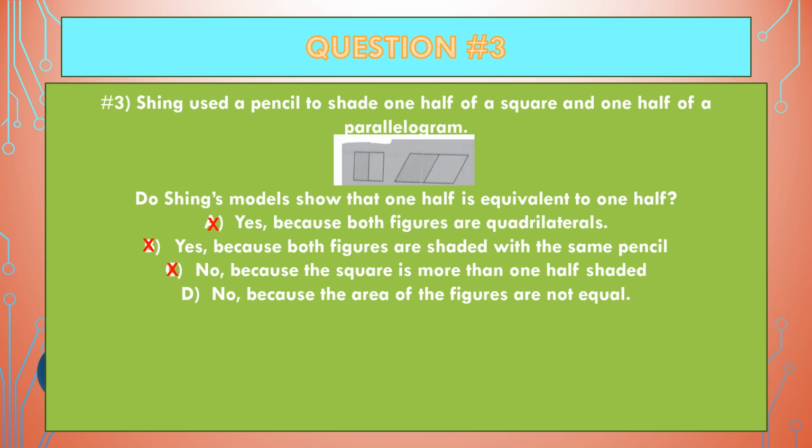Let's take a look at C. C says no, because the square is more than 1/2 shaded. Well, that's false. That square is not more than 1/2 shaded. So that's not it, which means that the only answer choice that makes sense is D. D says no, because the area of the figures are not equal. And that's true. That square is smaller than the parallelogram. So that means that the answer is D.